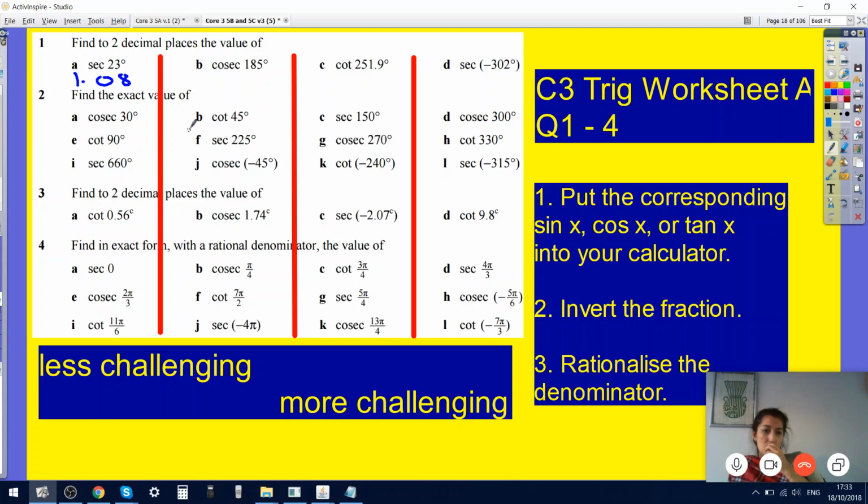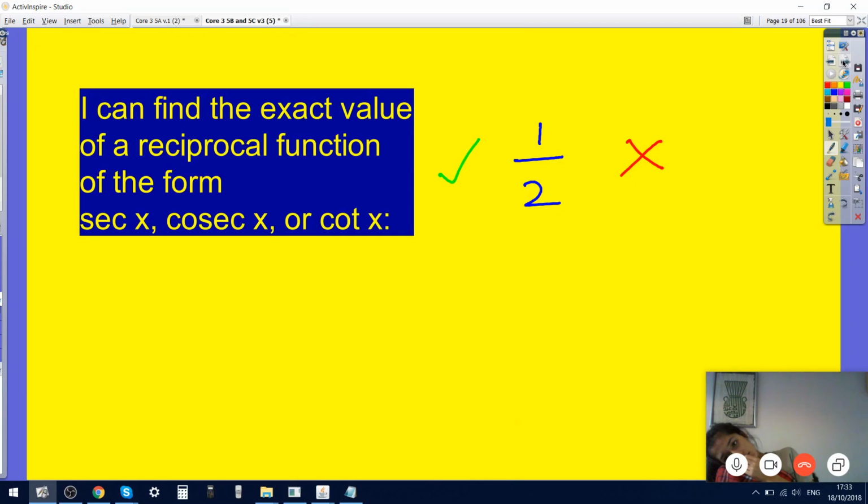How about 2a? No, let's do 2c. Is it just 1 over cos 150? Yeah. Minus 2 root 3 over 3. And then you're doing the same thing but in radians. I'm happy there. I can find the exact value of a reciprocal trig function.